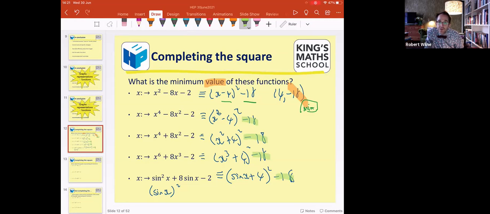If it's easier to unmute yourself, by all means do. I realize typing in the chat is a bit faffy. And the third example is a similar issue. Yes. So thank you, Gary. Gary is drawing attention to the third and the fifth, which is that sine x plus 4 can't be 0, and nor can x squared plus 4 be 0. So we can't make the bracket 0, and therefore we can't get -18 as the output.